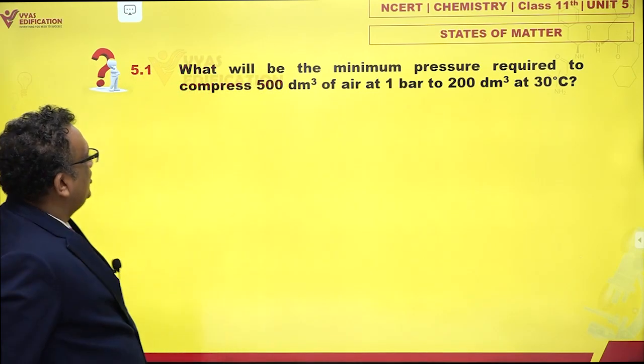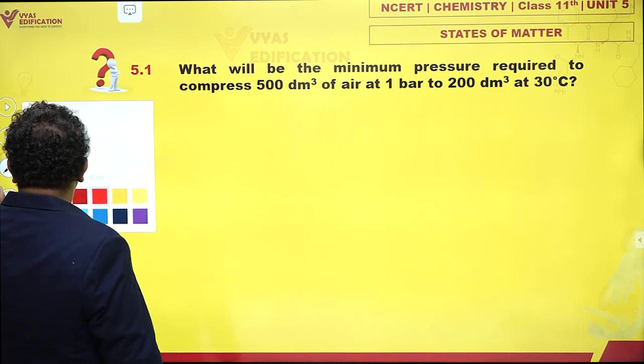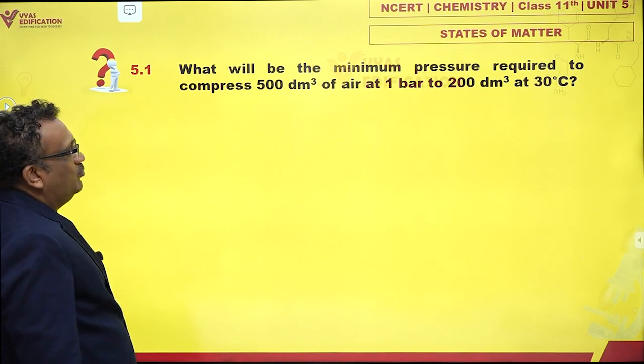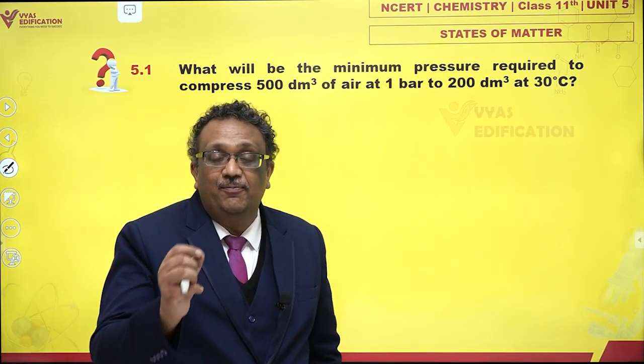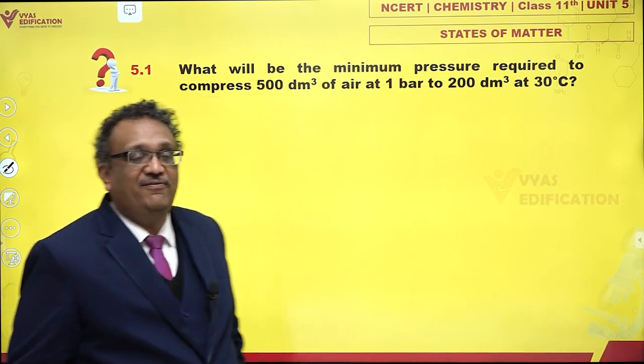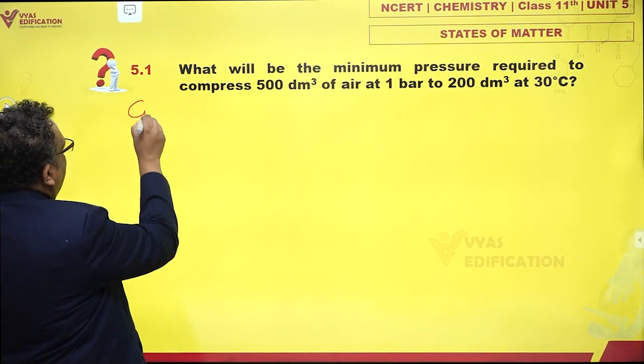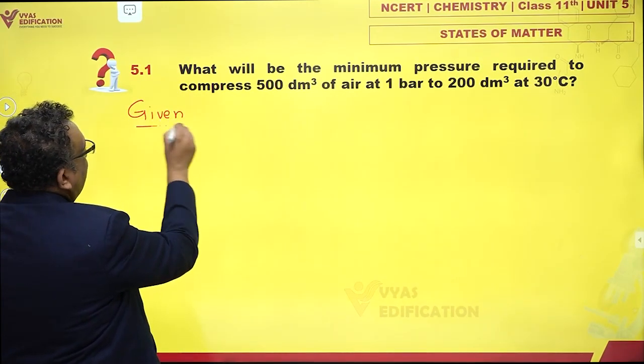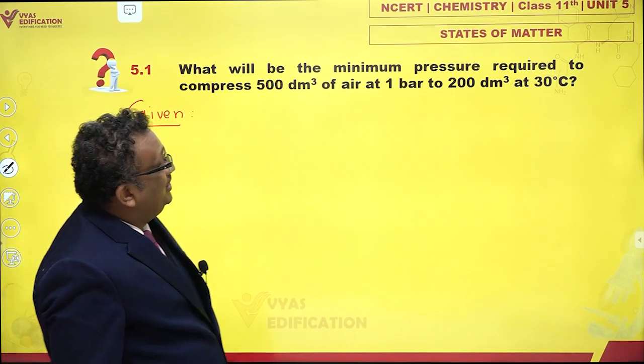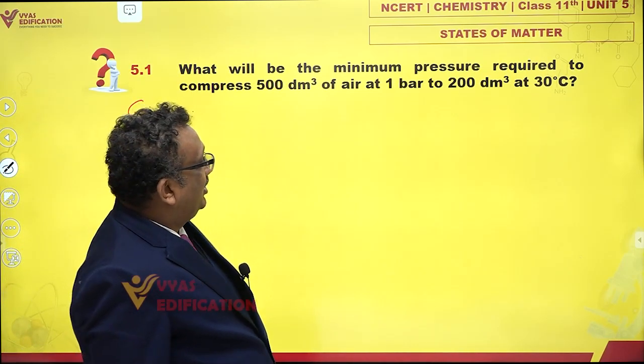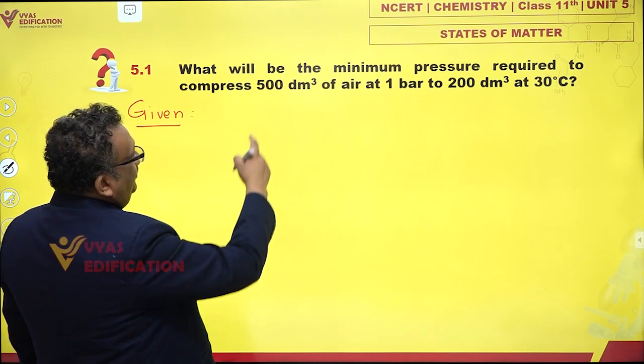Now, what is to be done? What is the standard way of solving such problems? You know, the best and the most beautiful way is when you are reading a problem, note down the data which is given. So first write down given. What is given? What will be the minimum pressure required? This is asked to compress, okay.